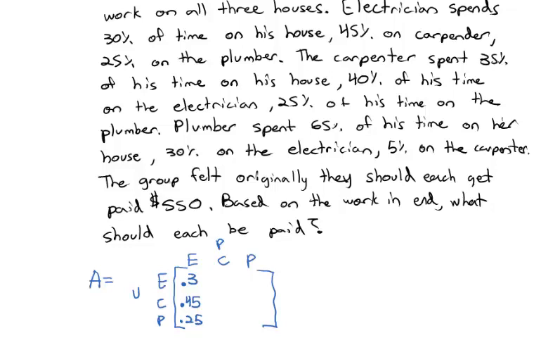Now the carpenter is going to give his production down the center column. He spends 35% on his own house, 40% of his time on the electrician's house, and 25% of his time on the plumber's house. The plumber's work, on the next column: she spends 65%, so 0.65, on her own house, 30% on the electrician, and 5%, 0.05, on the carpenter.